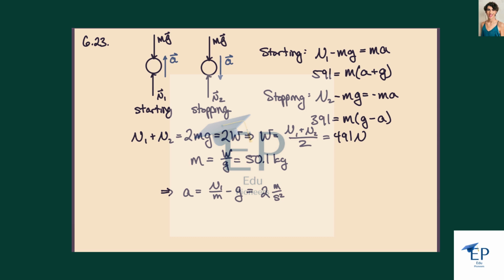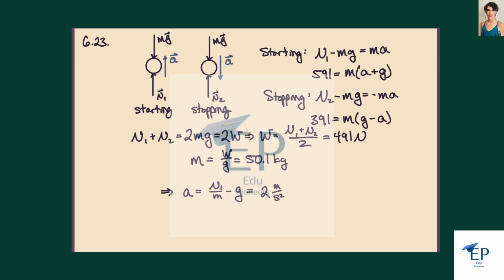So what we can do here is basically just, we don't know what a is. We know g, we don't know m. But if we add these two equations, we can see that we just get N1 plus N2 equals 2mg. So basically that says that the person's weight is half of, or is the average of, what these two readings were. And that is then 491 newtons. So that's their weight in newtons.